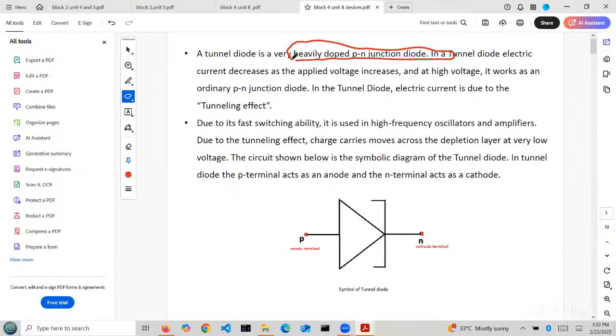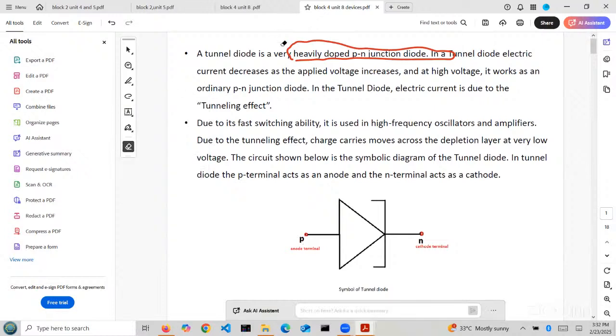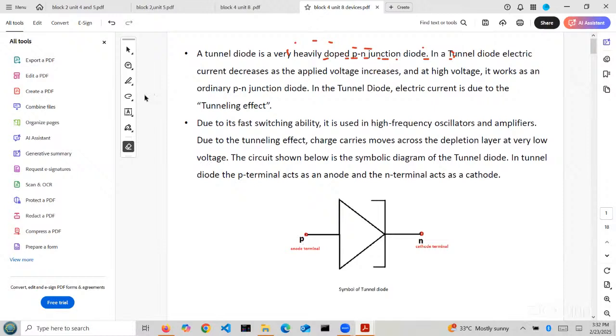What is the meaning of heavily doped? What about the depletion region? As we dope heavily, what happens to the current? What is the status of current if it is heavily doped? The depletion layer increases and no current flows. If it is heavily doped, no current flows and the depletion region increases. A tunnel diode is a heavily doped PN junction diode. This is the major point.